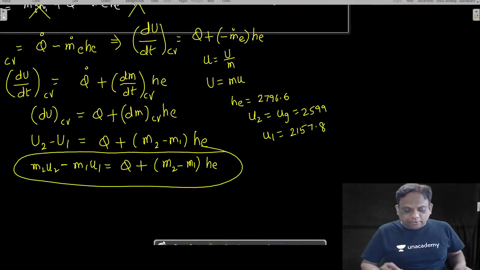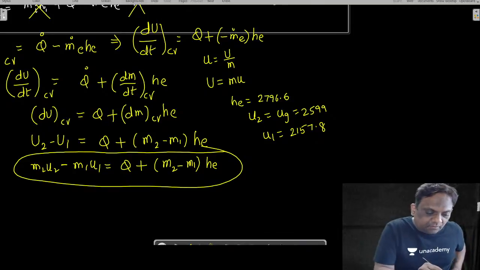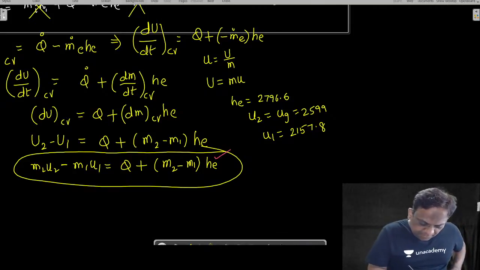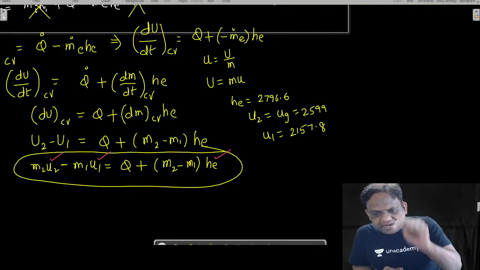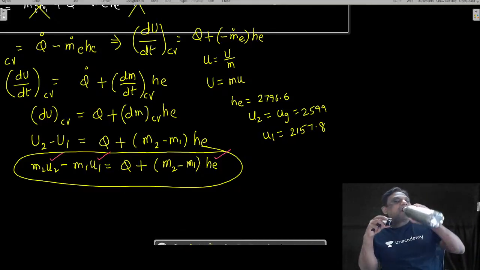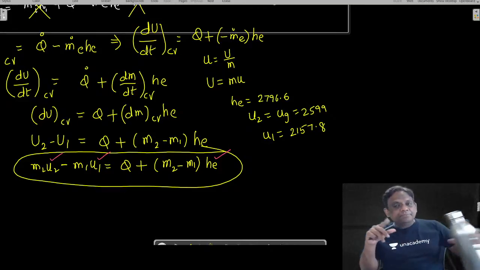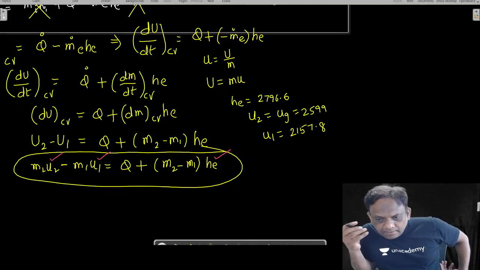In this equation, U1 is known. U2 is known. HE is known. One second please. U1 is known. U2 is known. In order to calculate heat transfer, two things are required, M1 and M2. Can anyone tell how do I calculate M1 and M2? Can anyone tell? I'll be very happy if you can give me the method of calculating mass.